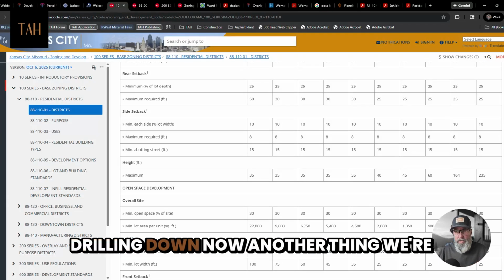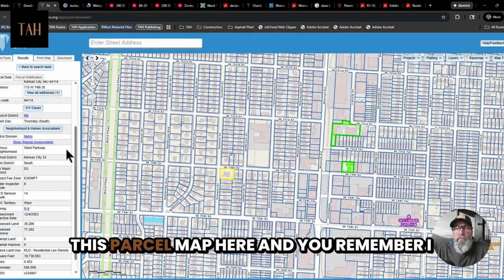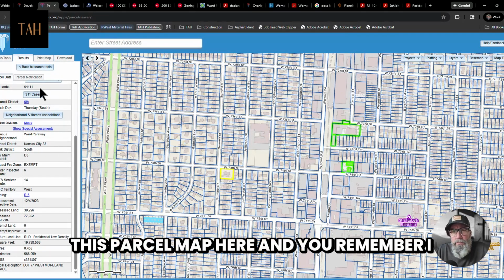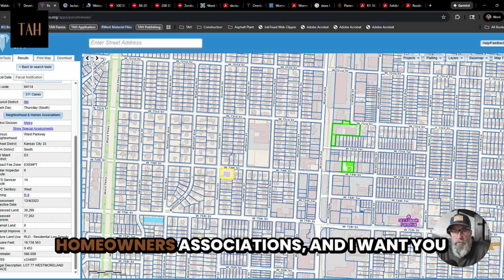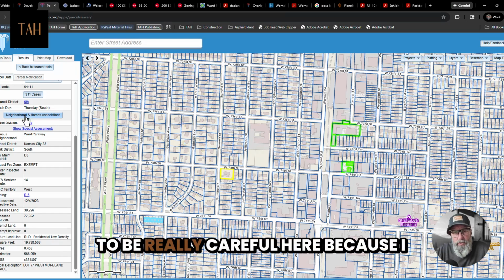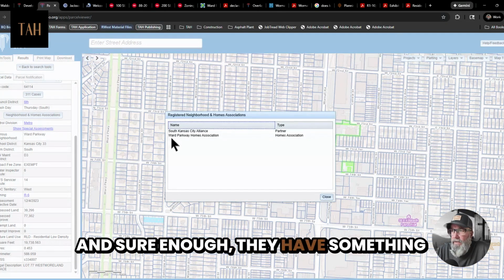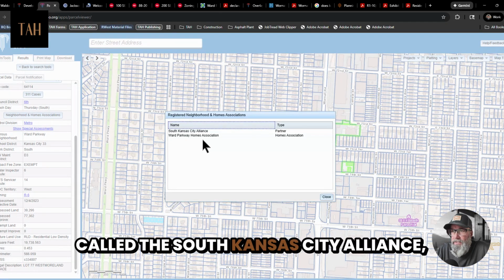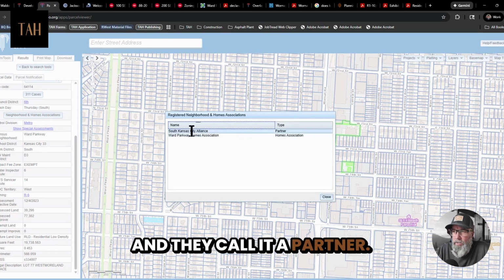Now, another thing we're going to want to look at, let's go back to this parcel map here. And you remember I pulled up right here, neighborhood and homeowners associations. And I want you to be really careful here because I clicked on it. And sure enough, they have something called the South Kansas City Alliance, which I don't know what that is. And they call it a partner.